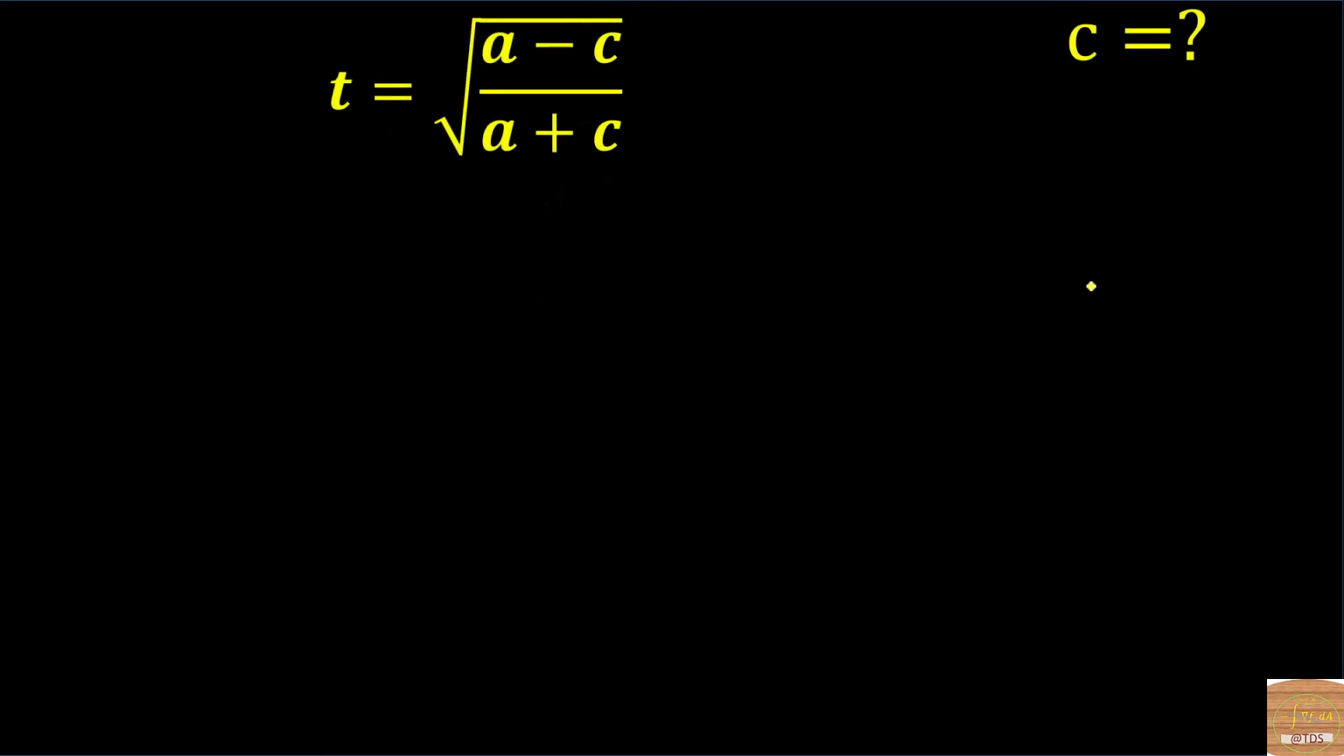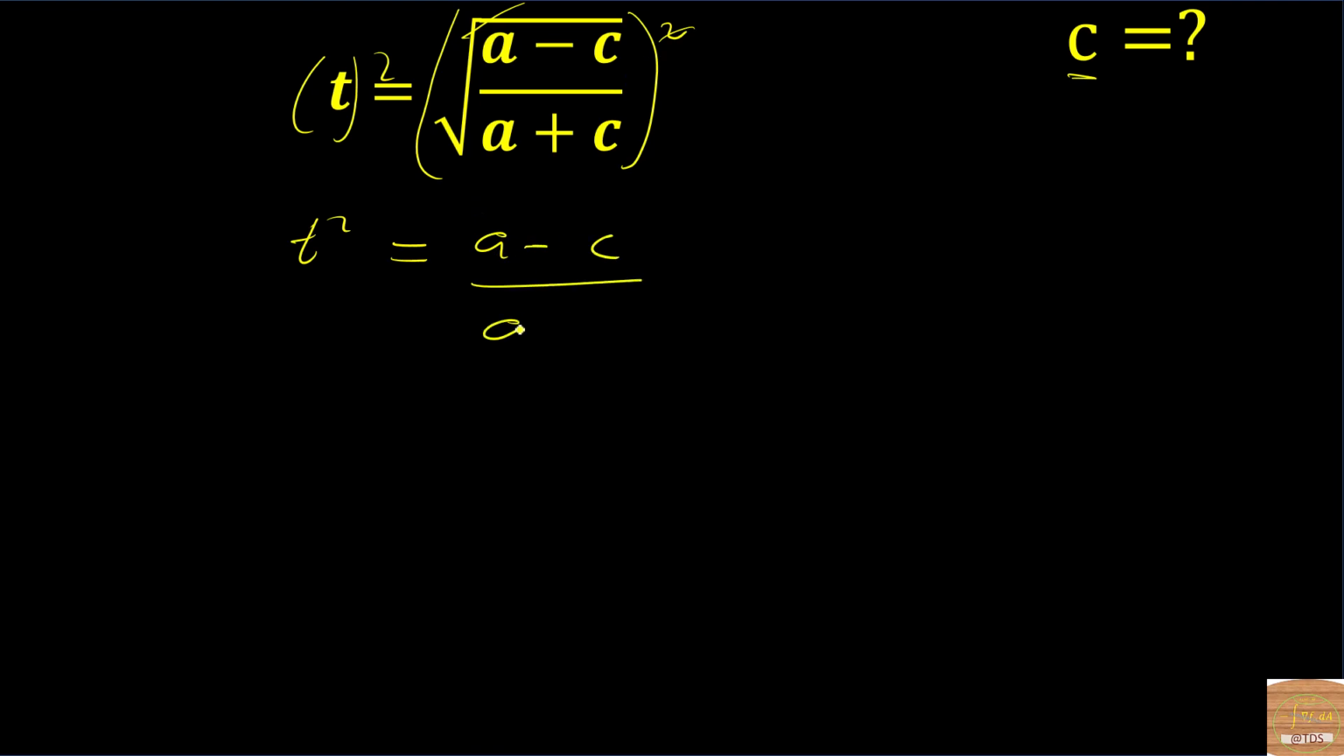Example 2. You can pause the video and give it a try. You have t equals the square root of a minus c over a plus c. We have to make c the subject. Same thing, let's remove the root sign by squaring both sides. So we have t squared equals, now this one will cancel, a minus c over a plus c.